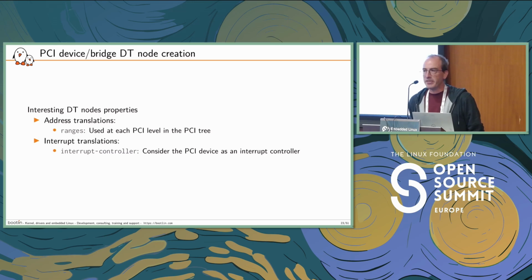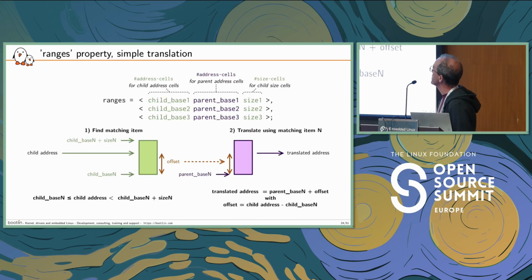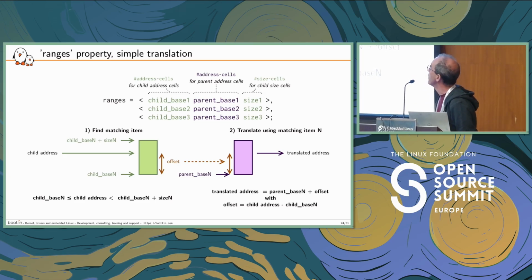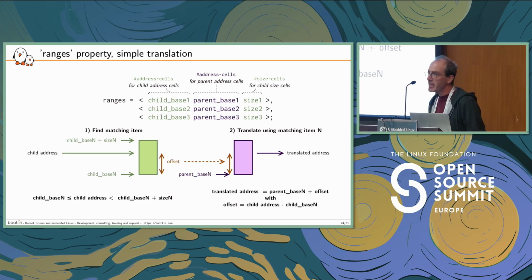Just a few words about interesting device tree properties. One for address translation, the other one related to interrupts. But let's have a look at ranges. So we can have a simple translation using the ranges property. Ranges is composed of several items. On each item, we have a child bus address and the parent bus address. And the goal is to translate from the child address space to the parent address space.